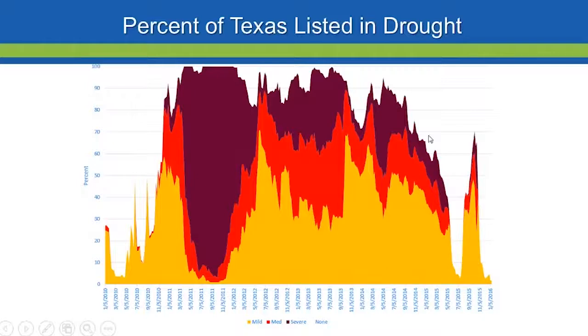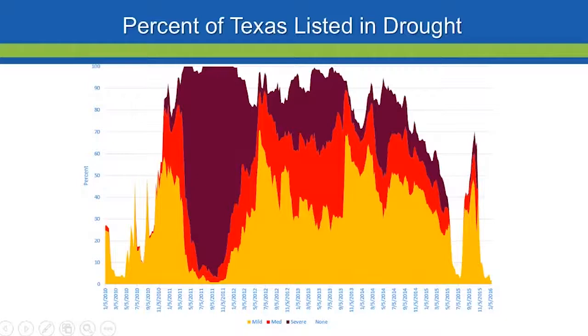So in 2015, you had about 70% of the state in drought conditions. Very quickly, it went down to zero by July. By September, 70% of the state is in drought conditions again. And by December, zero is in drought conditions.